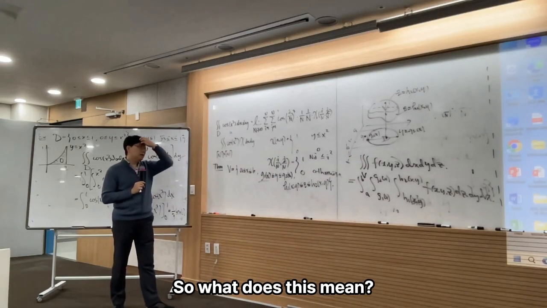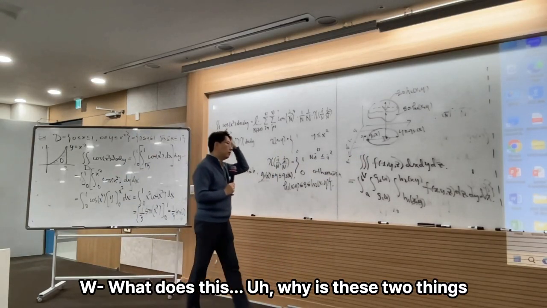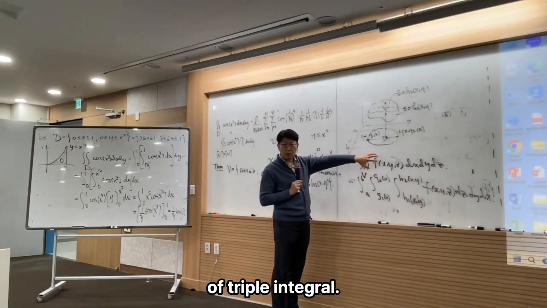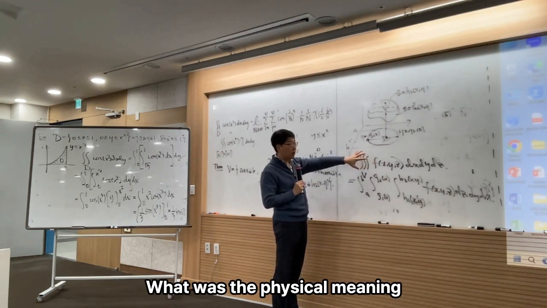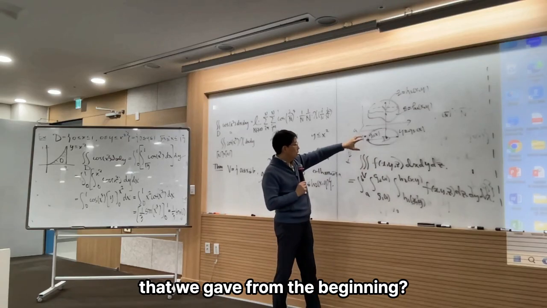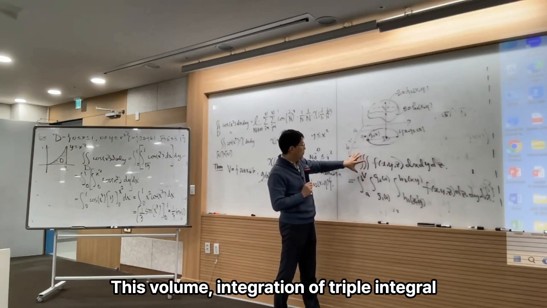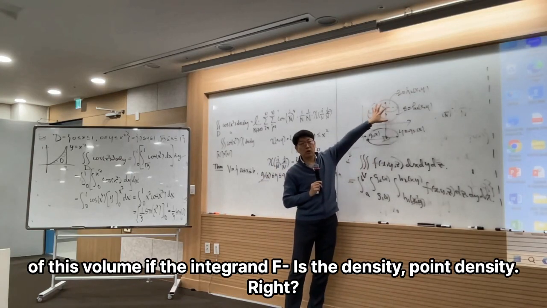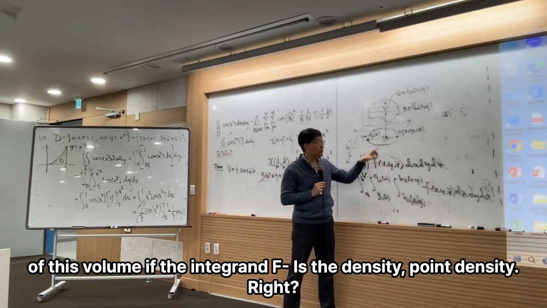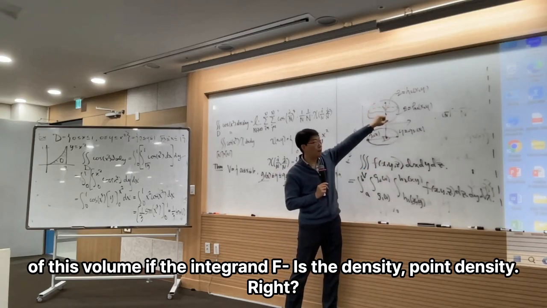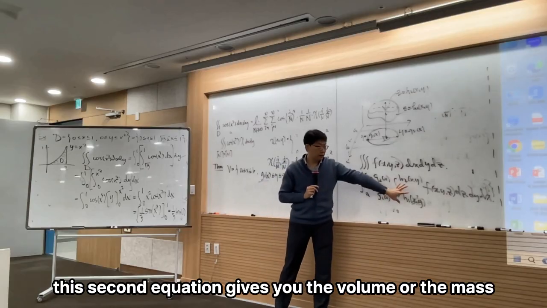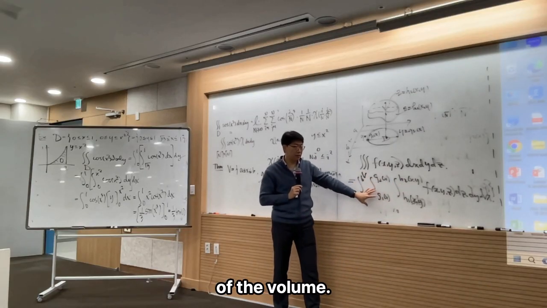So what does this mean? Why are these two things the same? So go back to the meaning of the triple integral. What was the physical meaning that we gave from the beginning? The triple integral over the volume is the mass of this volume if the integrand f is the point density, right? So in some sense, this second equation gives you the mass of the volume.